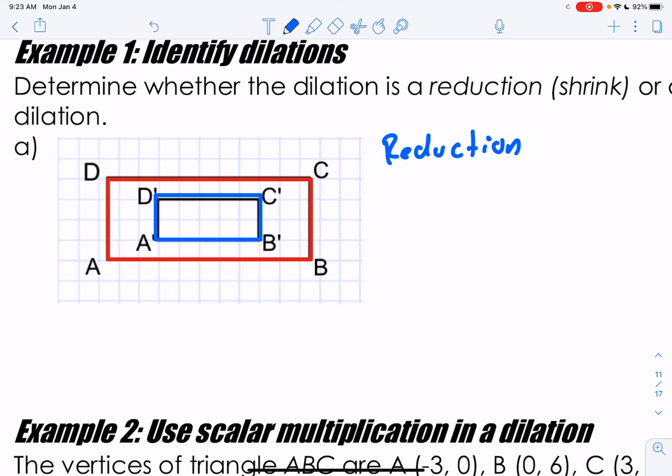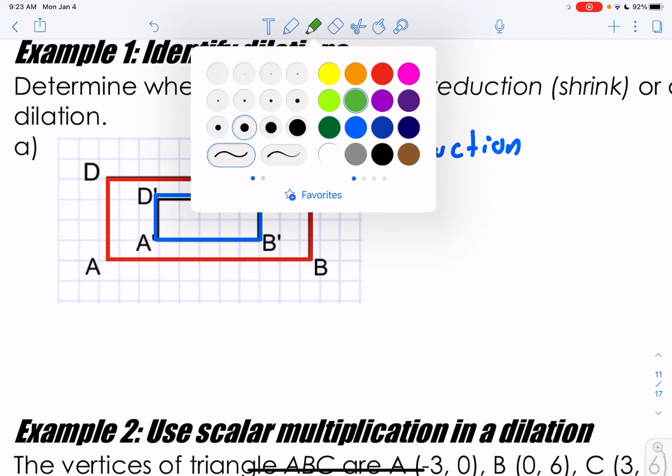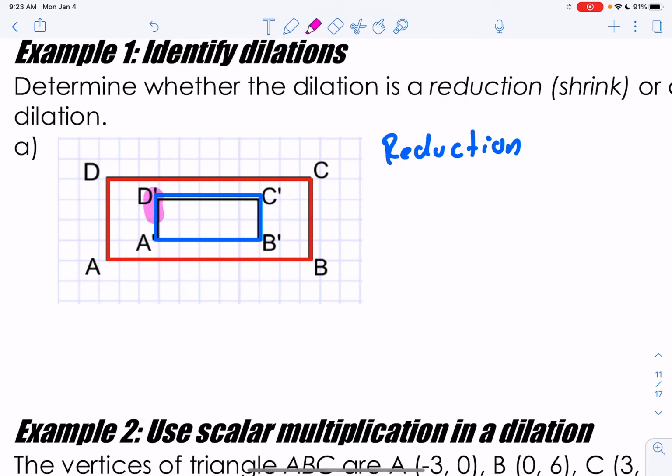All right, the scale factor of this dilation. What we want to do is pick two corresponding sides, and I'm just going to pick these sides on the left here. I'll just do AD right there, and A prime D prime. Again, pick a pair of corresponding sides. You can pick whichever ones you want to. I'm just going to pick these two to start off with.